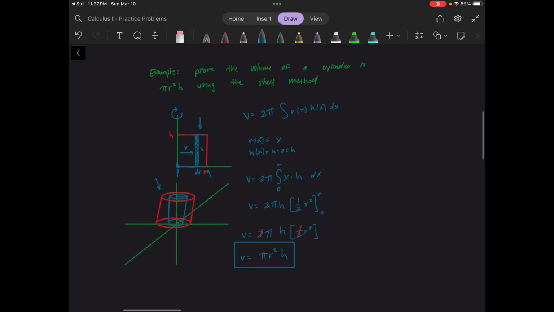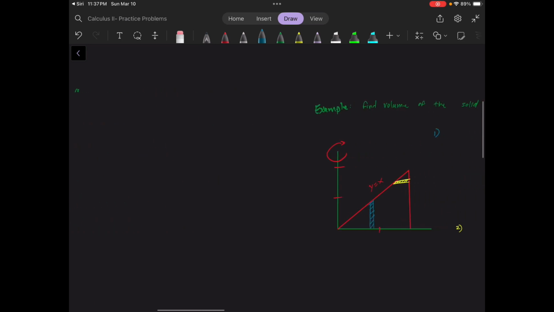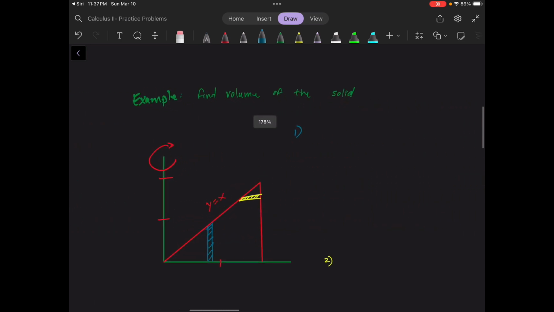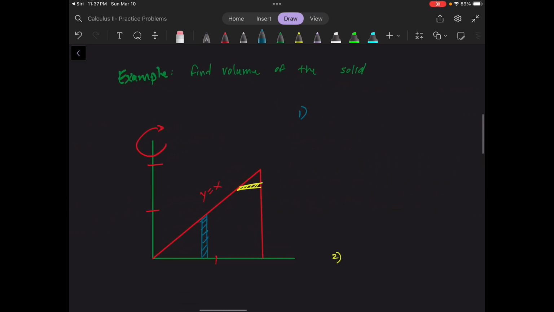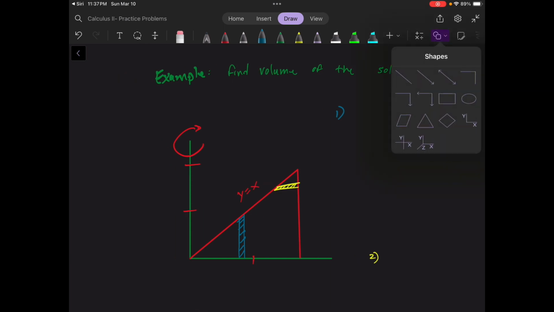So let's look at this example. Here's a pretty basic example, and I want to do it two ways. I want to do it with the shell method and then do it with the washer method. So when we revolve this shape around, we are going to get what kind of solid?